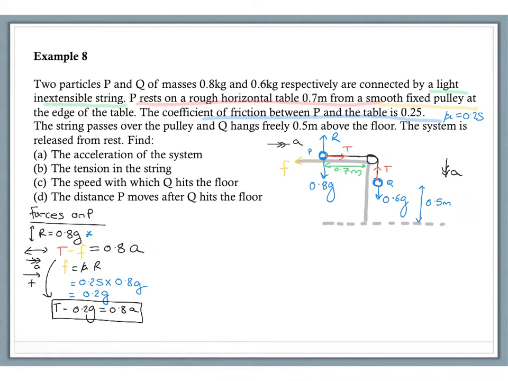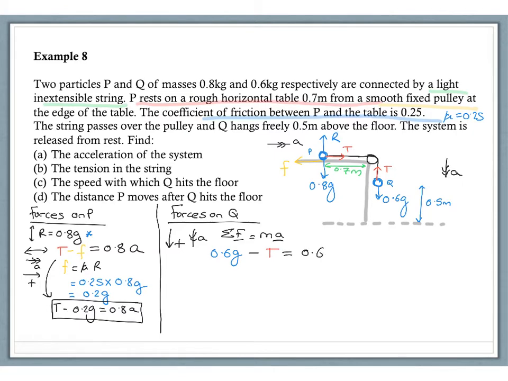We have two unknowns, T and A. So I'm now going to think about the forces acting on particle Q. There's only one direction we can investigate here because Q moves downwards. We'll call that the positive direction, and we'll apply F equals ma, applying Newton's second law of motion again, like we did with P. Downwards, we have 0.6 g, take away the tension, which is upwards, which equals the mass, 0.6, multiplied by the acceleration.